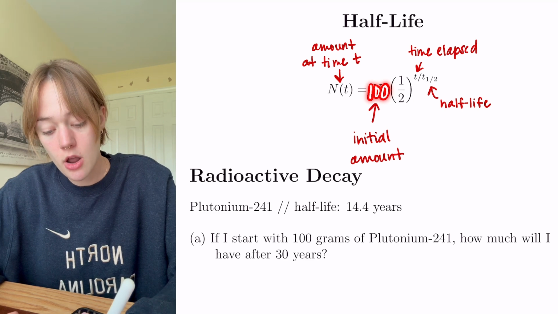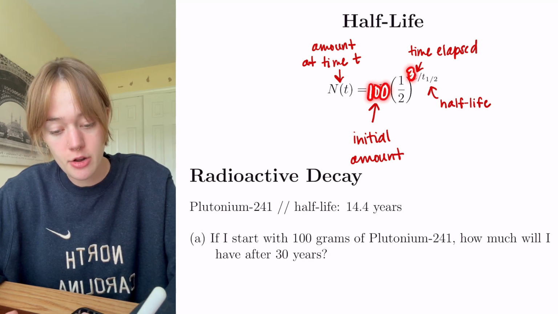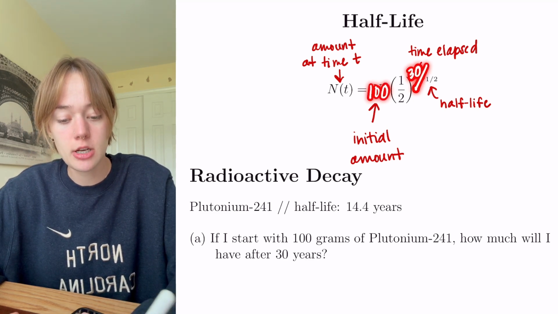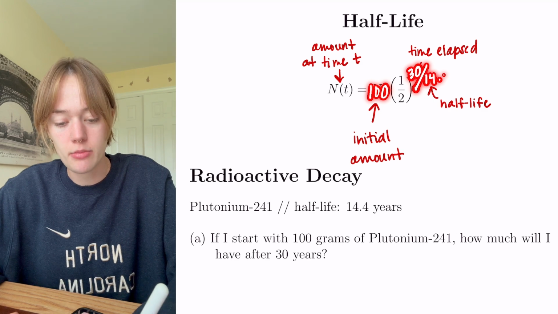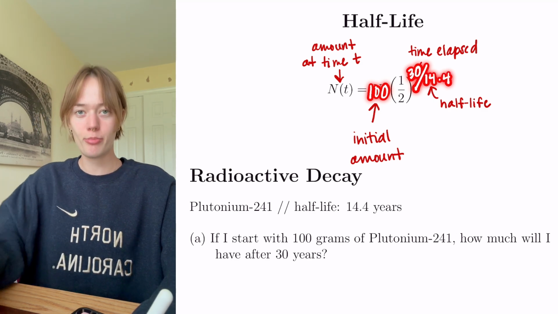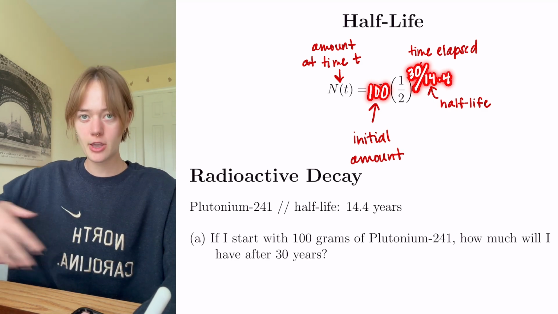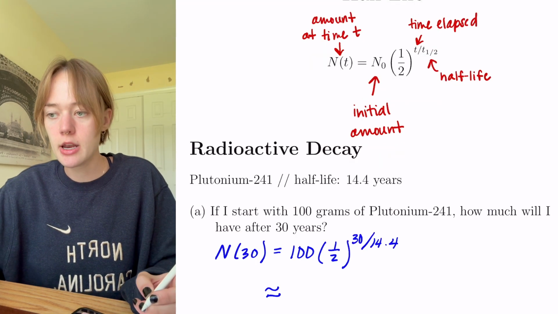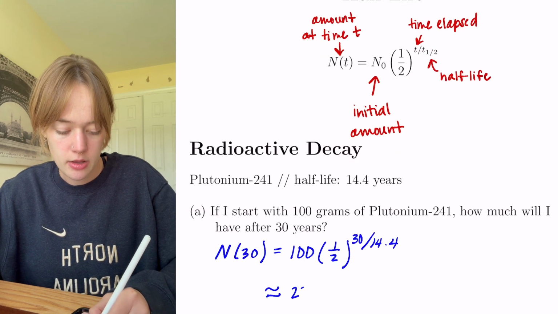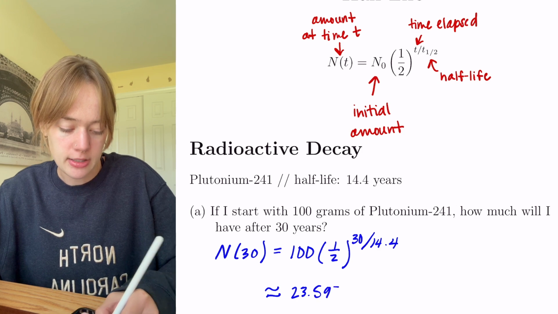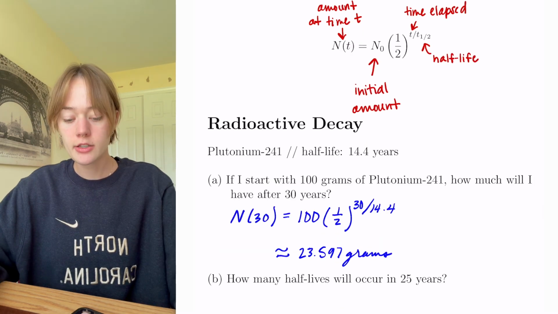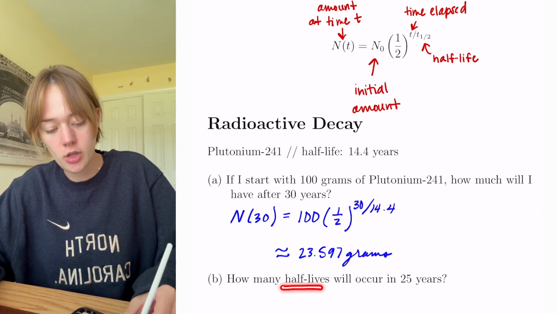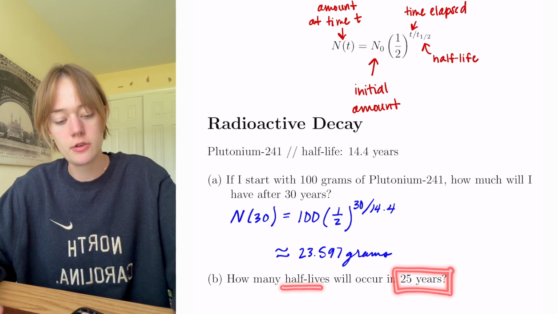And then we want to know how much we're going to have after 30 years. So that's going to be the input to our function. And then our half-life is 14.4. So this is just a matter of putting an input into our function and figuring out what the output is. And then if I chuck that right side into a calculator, I'm going to get about 23.597 grams.